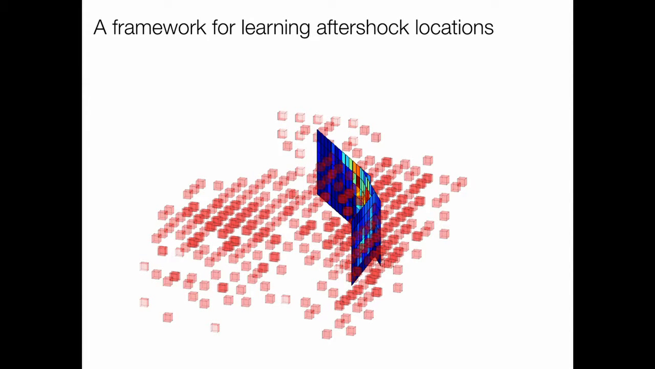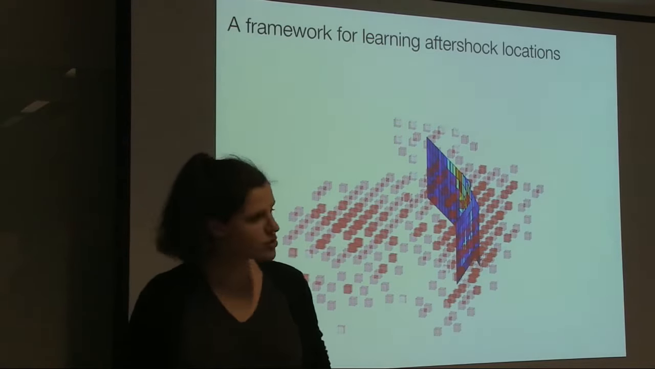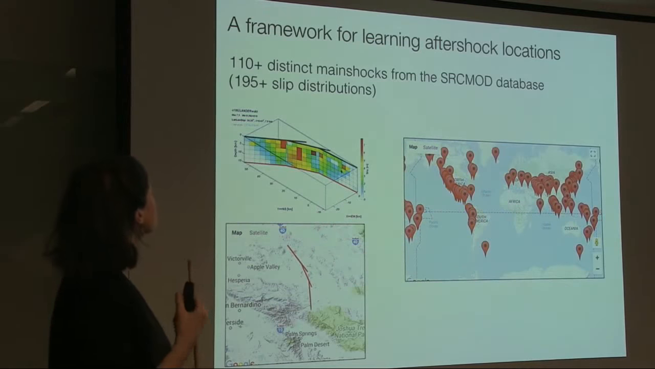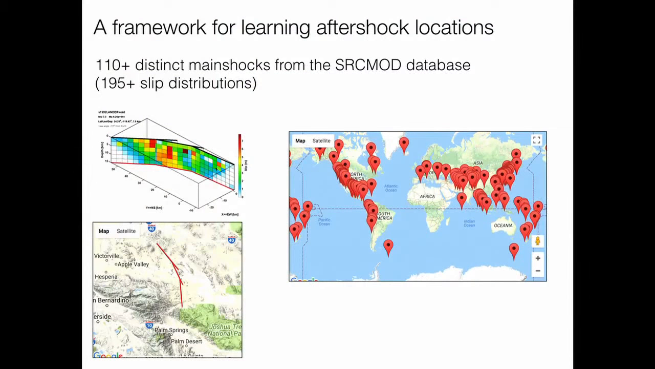A lot of the literature, not all of the literature, but a lot of the literature around Coulomb failure stress change and aftershock locations is based on 1 to 3 main shocks and their aftershocks. So we really wanted to build as large a data set as we possibly could. We used, I think, 118 distinct main shocks from the SRCMOD database, and that actually consisted of 199 slip distributions because there are multiple slip distributions contributed by different authors for earthquakes like the Kobe earthquake in Japan.